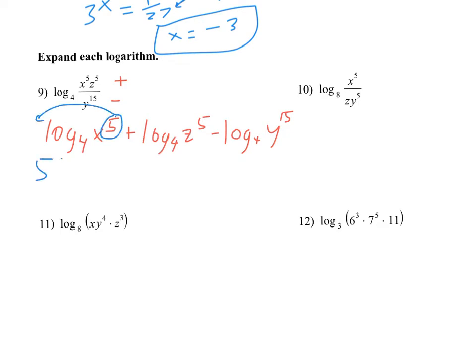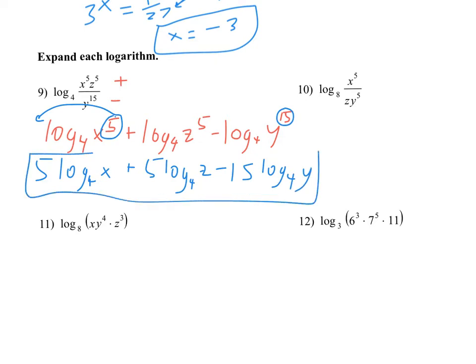All right, so next up, we move all the exponents out to the front, like that. So that'll be 5 times log base 4 of x, and then plus 5 times log base 4 of z, and then minus 15, since that one's a 15, log base 4 of y. So 2 steps on those ones.